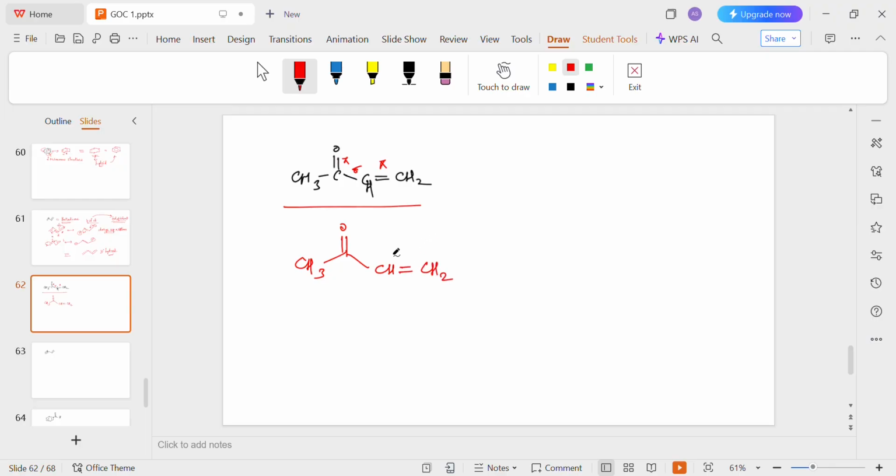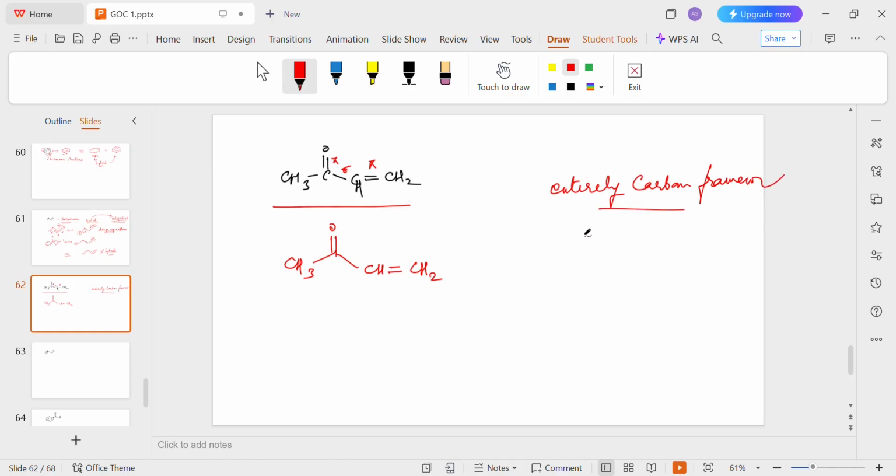Now you have pi sigma pi type bonding here, and you can shift the pi electrons from this bond towards this carbon, towards the right, and you can shift this pi bond from here to this carbon. But here you can see this structure is not made up entirely of a carbon framework. Here you have the presence of one oxygen atom also. This oxygen atom makes a little difference in drawing the resonance structure.